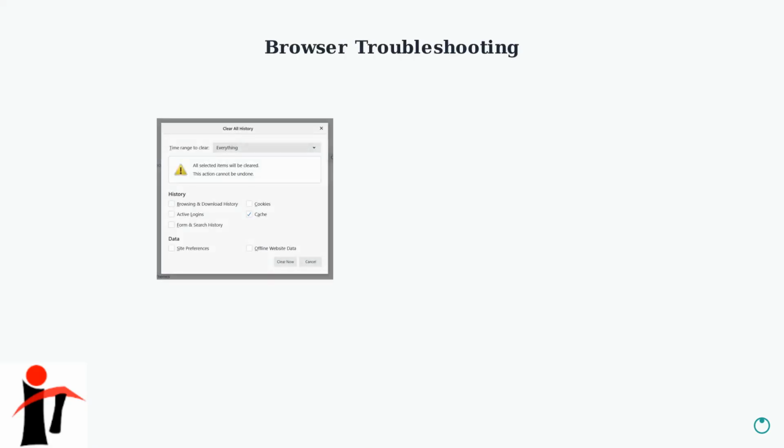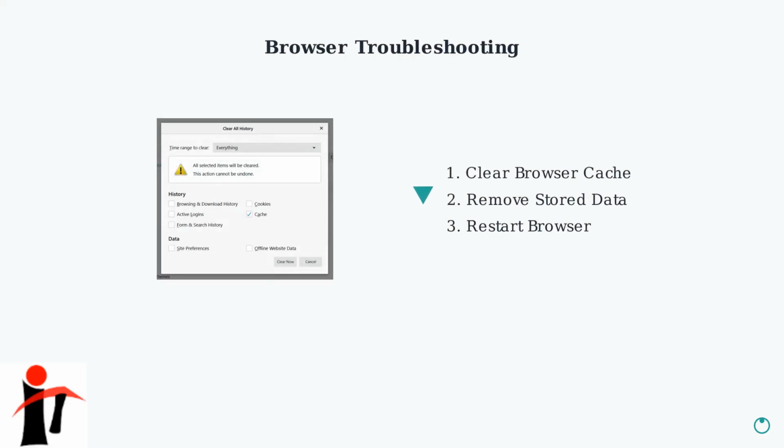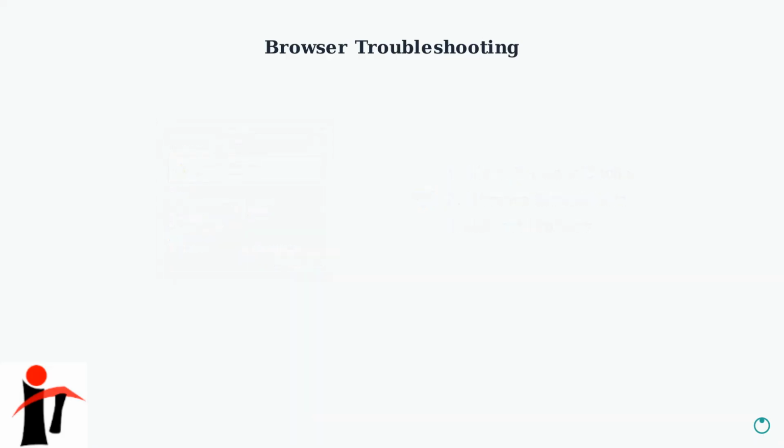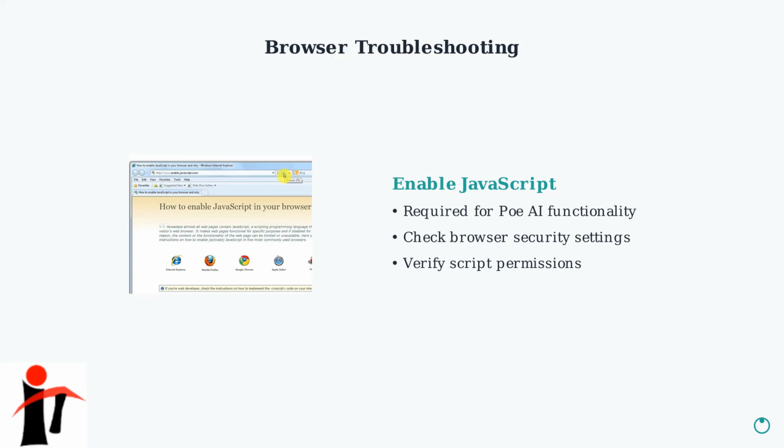When basic troubleshooting doesn't resolve Poe AI errors, it's time to focus on browser and device-specific solutions. These practical fixes address the most common technical issues users encounter. Browser issues are responsible for about 30% of Poe AI problems. The first step is clearing your browser's cache and stored data, which can become corrupted and interfere with the platform's functionality.